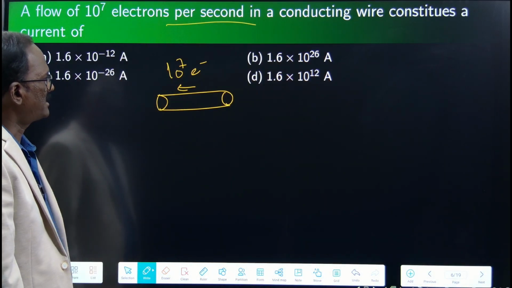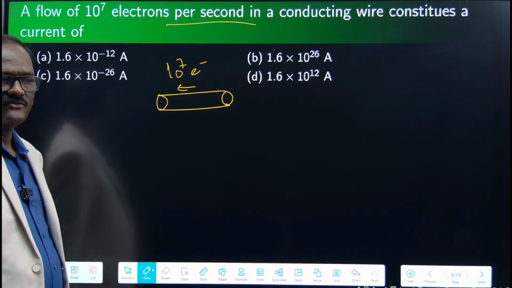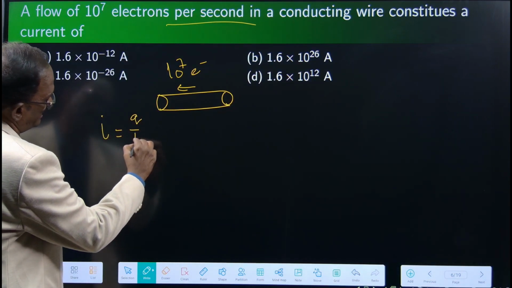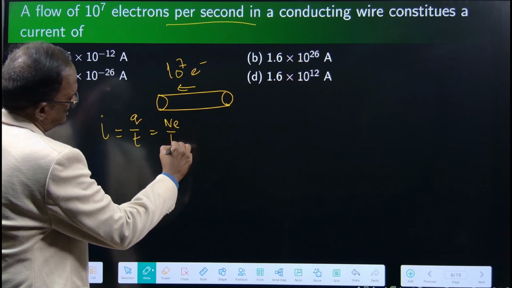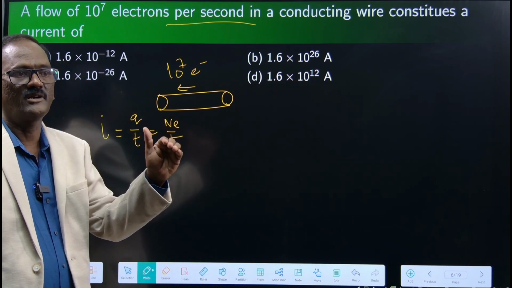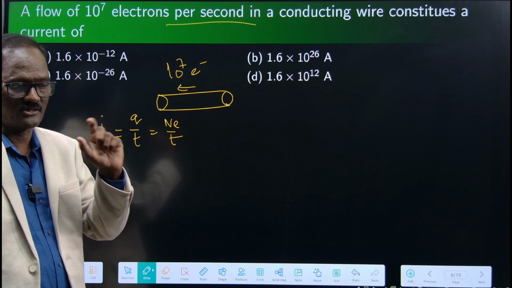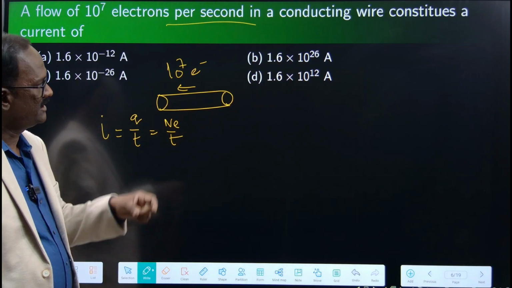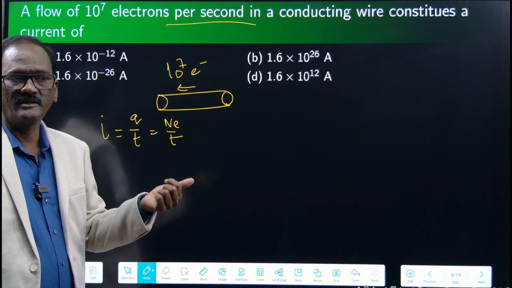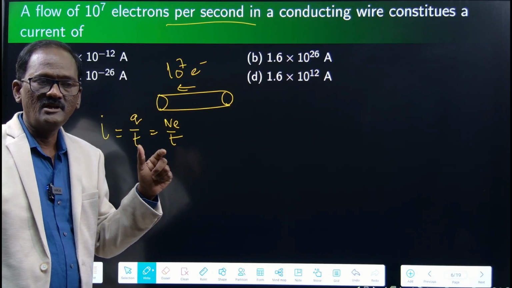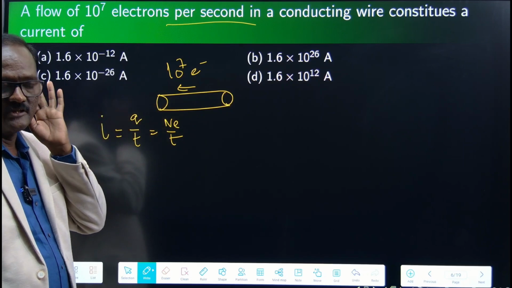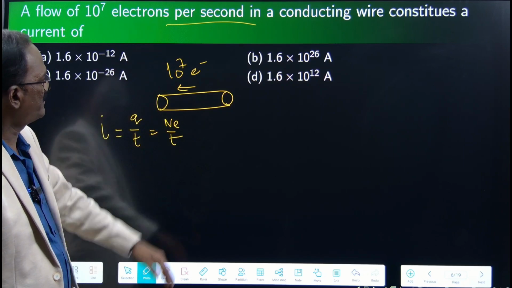10 to the power of 7 electrons. So a fixed number of electrons are flowing. So the first formula is enough for us. I is equal to Q by T or NE by T. Fixed number, 10 to the power 7 electrons, fixed number of electrons are flowing. So the value is constant. It is not varying. In the last two problems, the value Q is varying and the current is varying. Current is given in the form of one equation with respect to time, t square. T was coming. Here it is a fixed value, right?